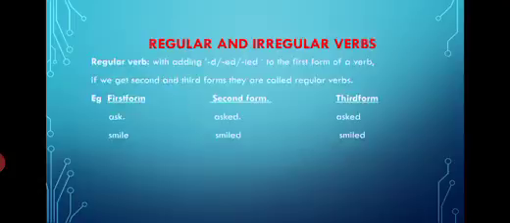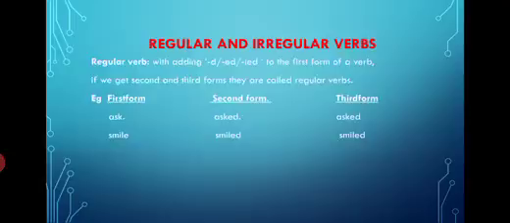And also with the verb we have two types, two kinds. They are regular verbs and irregular verbs. Let us see what a regular verb is. Regular verb means that by adding d, ed, or ied to the first form of a verb, if we get the second and third forms, they are called regular verbs.